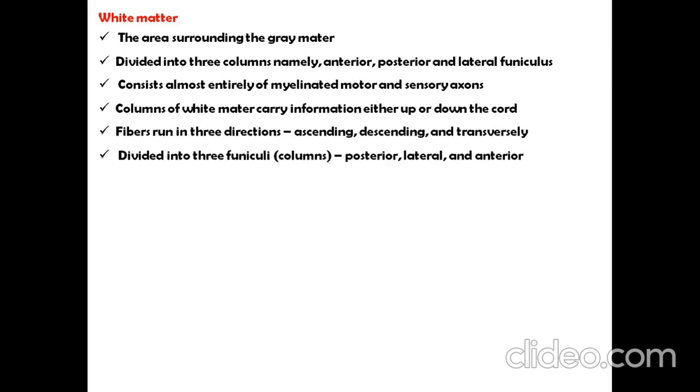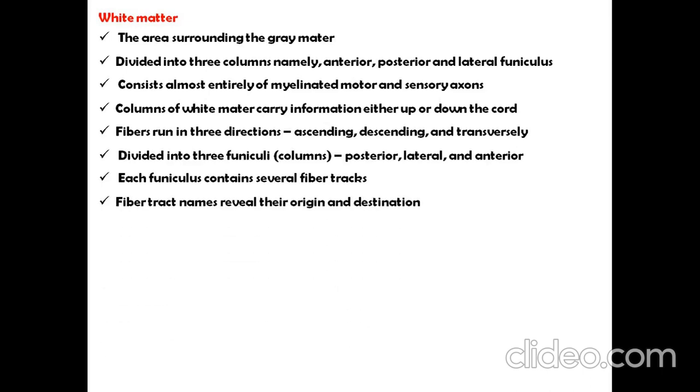Divided into three columns: posterior, lateral, and anterior. Each column contains several fiber tracts. The fiber tracts names reveal their origin and destination. Fiber tracts are composed of axons with similar function.